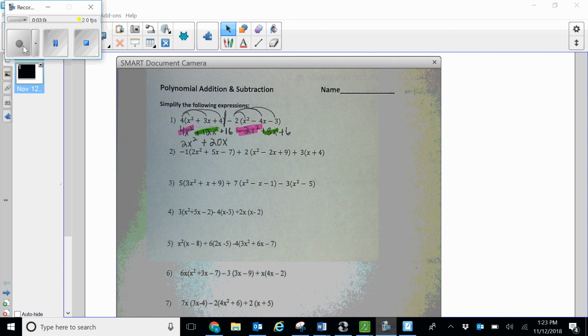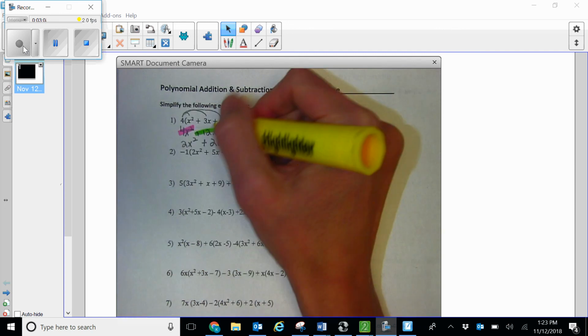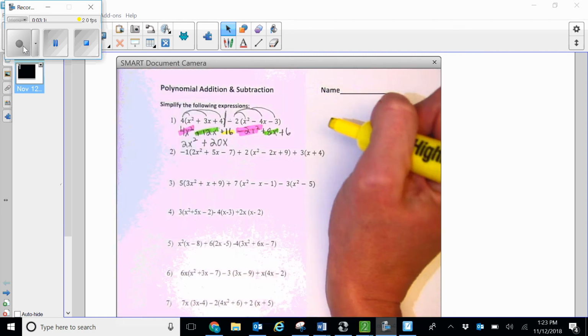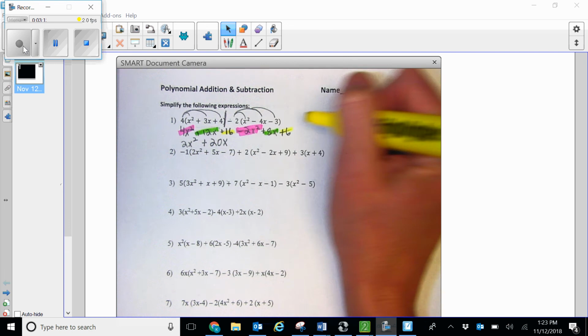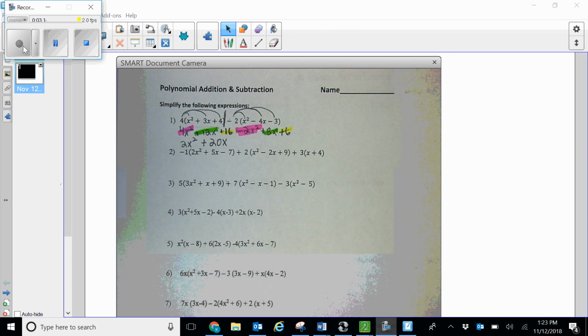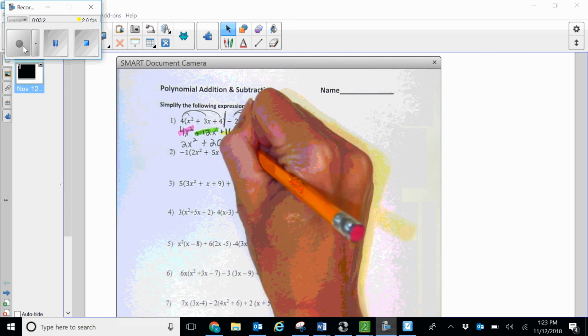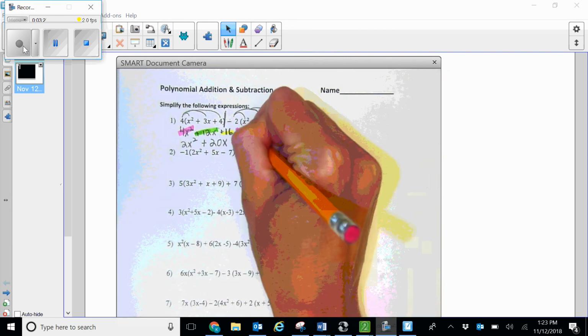Finally, I have plus 16 and plus 6. Those are both what we call constant terms. They don't have a variable with them. They're just numbers. 16 plus 6 gives me 22. They're both positive, so it's going to be plus 22. And that is as simple as it gets.